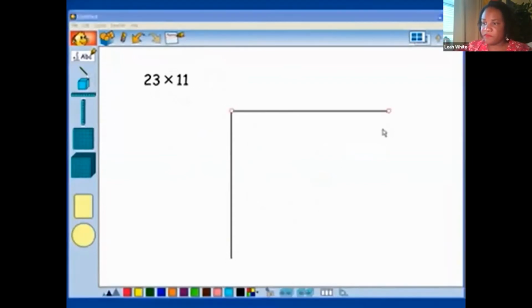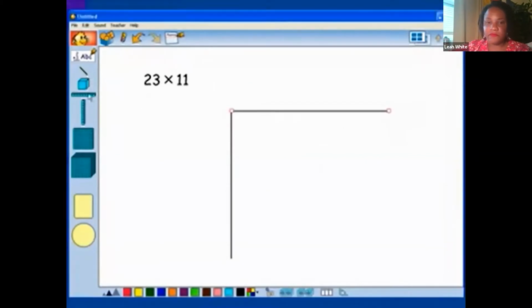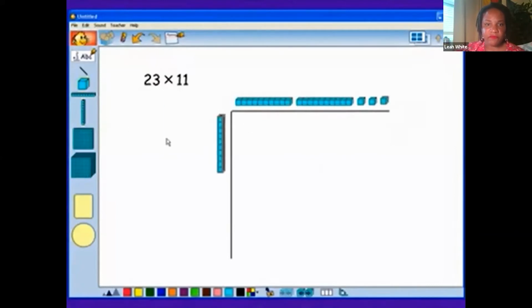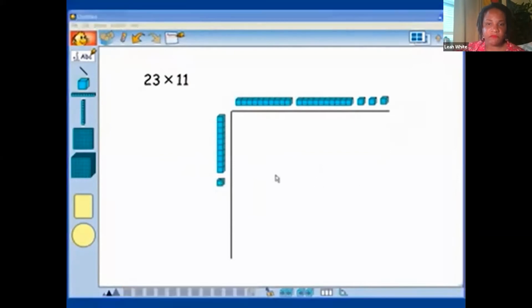For 23 times 11, I'll create a rectangle that has a length on one side of 23. That's 2 10s and 3 1s. And a length of 11 on the other side. That's 1 10 and 1 1. The area of this rectangle is the solution to my multiplication problem.